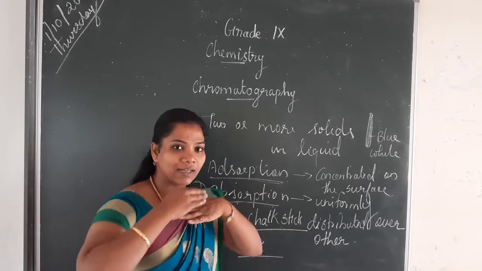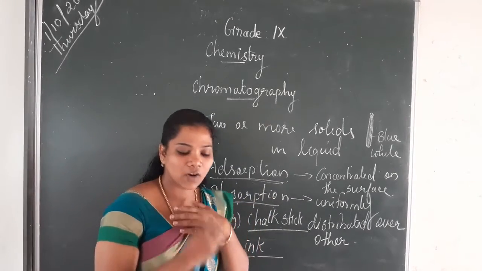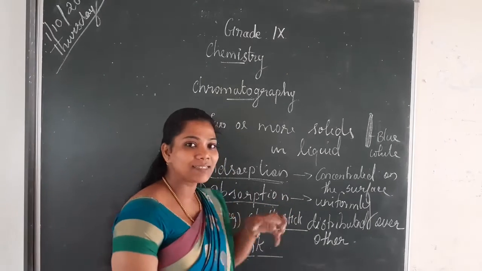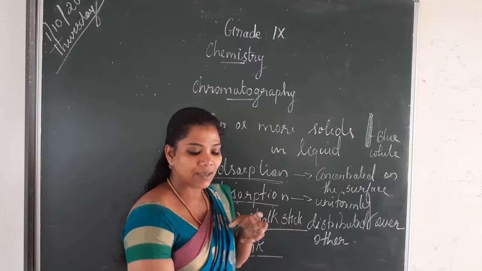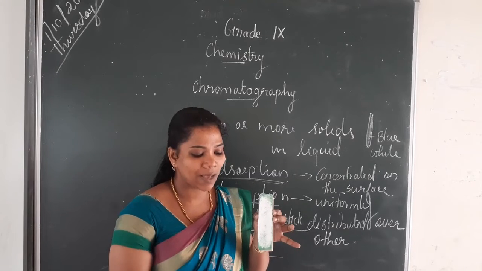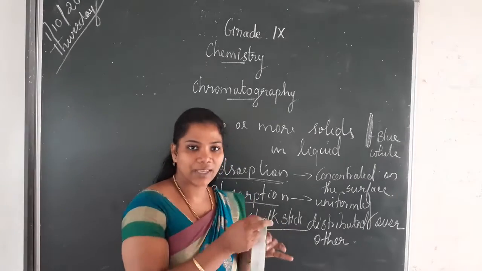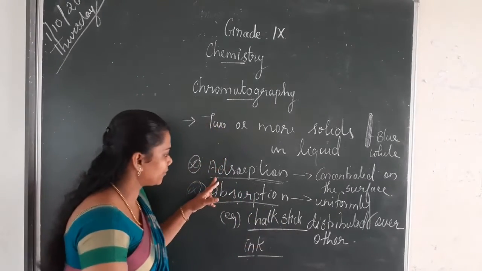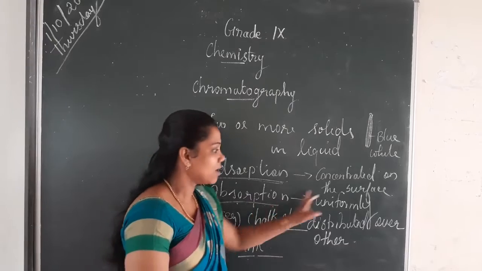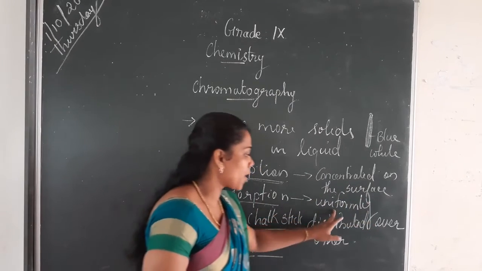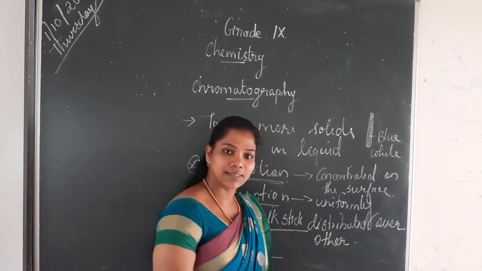Adsorption means it occurs only on the surface, concentrated only on the surface area. Whereas absorption means it is uniform. For example, if you dip this sponge into water, what happens? The sponge will absorb the water from top to bottom. That is the example for absorption. Adsorption concentrates only on the surface of the other substance, whereas here it is uniformly distributed over the other substance.